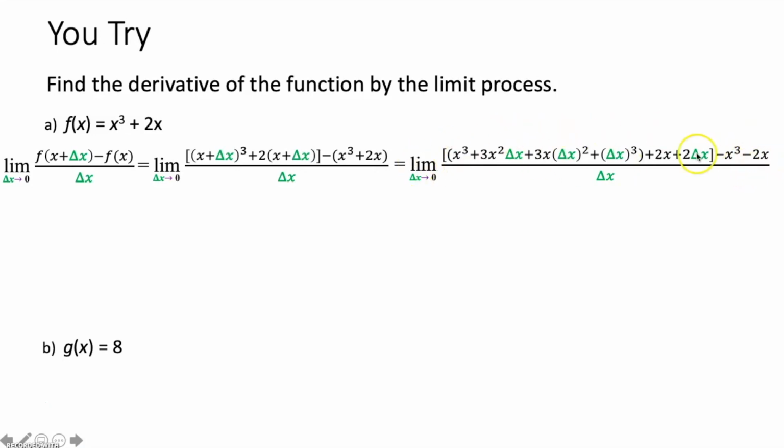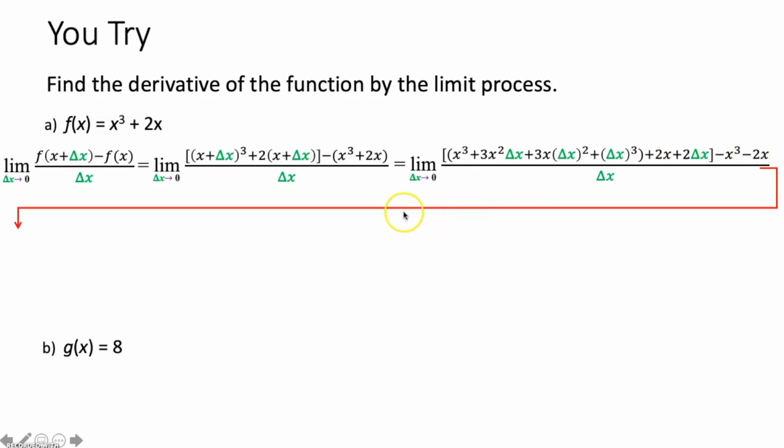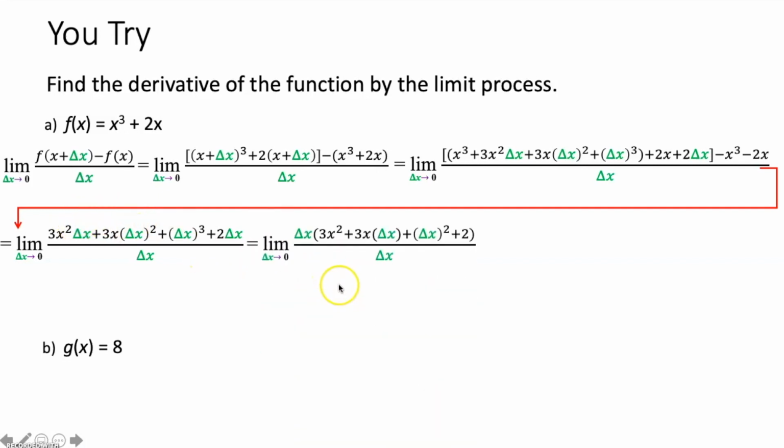Now, this looks crazy complicated, but we just have to combine like terms. So x cubed minus x cubed, those cancel each other out. 2x and negative 2x cancel each other out as well. So we're left with 3x squared delta x plus 3x delta x squared plus delta x cubed plus 2 delta x. Now again, each term in the numerator has a delta x that I can factor out.